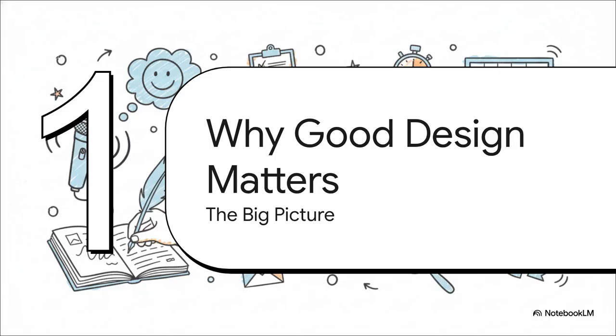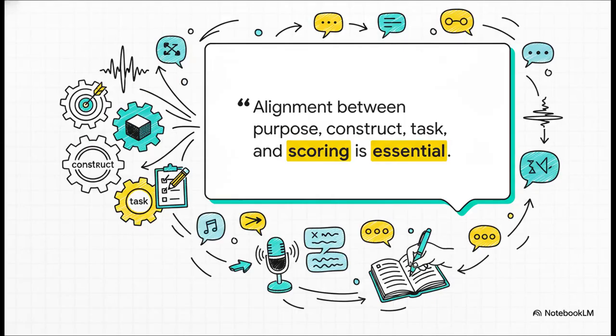So let's just zoom out for a second here and ask the big question. Why does all of this incredibly detailed work matter so much? What's the big picture? It really comes down to this one powerful idea. Every single piece we've talked about, the purpose, the skills we define, the tasks we design, and the way we score them, they all have to be perfectly aligned. When they all work together in harmony, the test stops being just a hurdle to jump over, and it becomes a true, fair reflection of what that person can actually do.